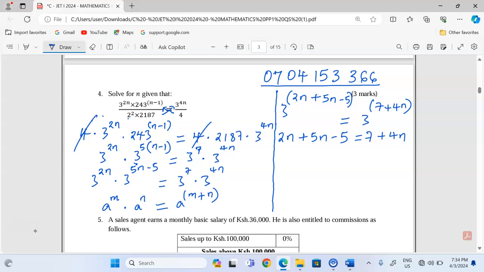Now we can group like terms, whereby we'll be talking about 2n plus 5n giving us 7n. Then we are having a 4n at this side, which gets subtracted. So 7n minus 4n will give us 3n. This is equivalent to negative 5 taken to the other side, which now will be positive. So 5 plus 7 giving us 12. And the value of n is going to be exactly 4.